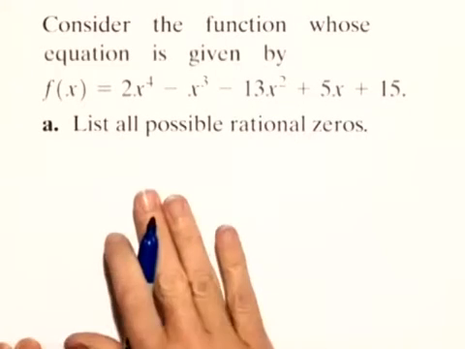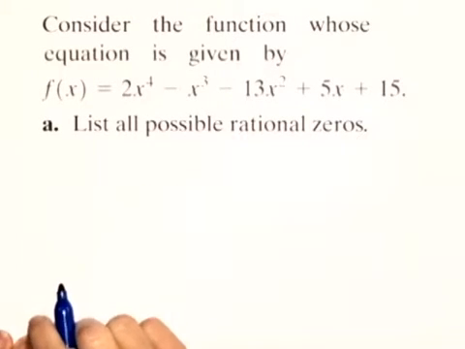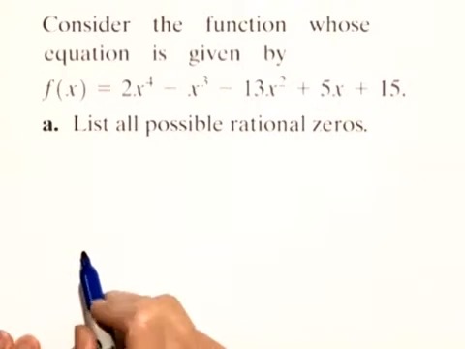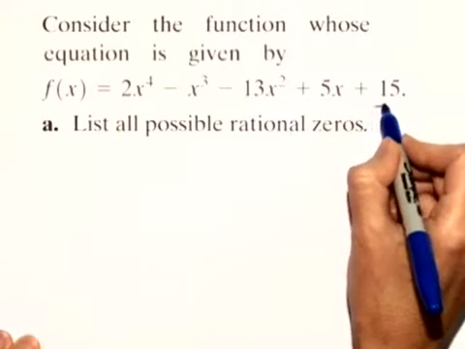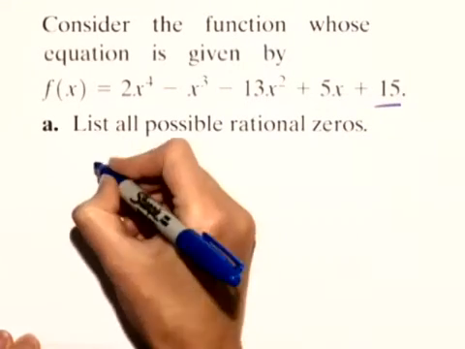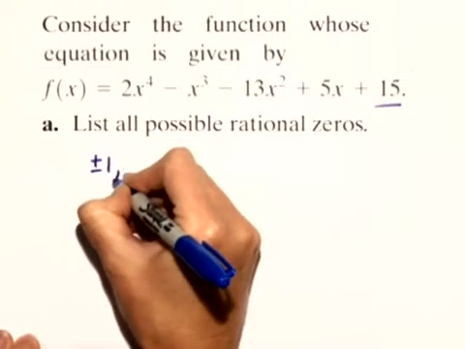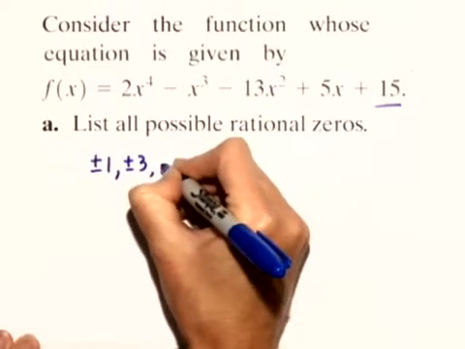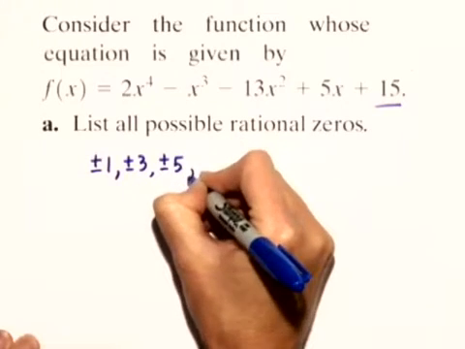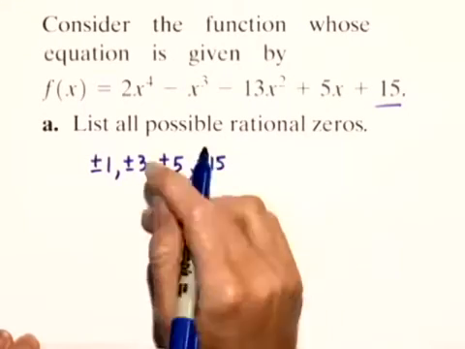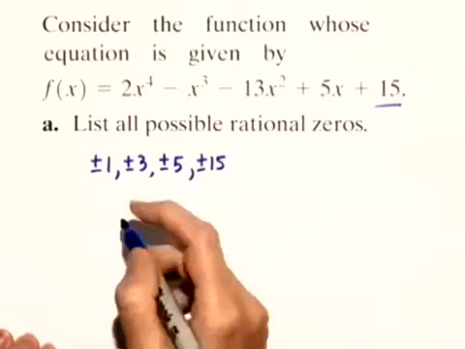For this example, we'll list all of the possible rational zeros of a polynomial function, and then we're given the graph to help us find the rest of the zeros. So, here's our function. If we're listing all of the possible rational zeros, in the numerator we want all of the factors of the constant term. So we want plus or minus 1, plus or minus 3, plus or minus 5, and plus or minus 15. These are all of the factors of 15.